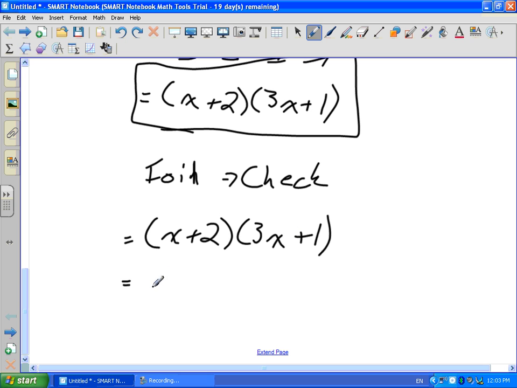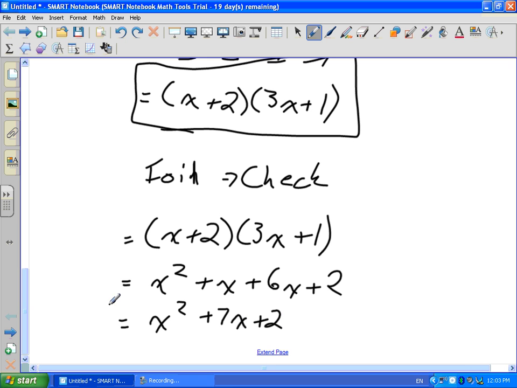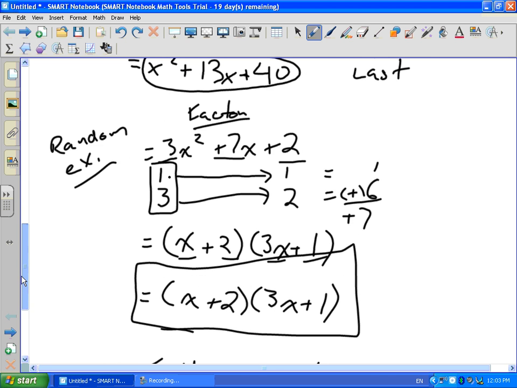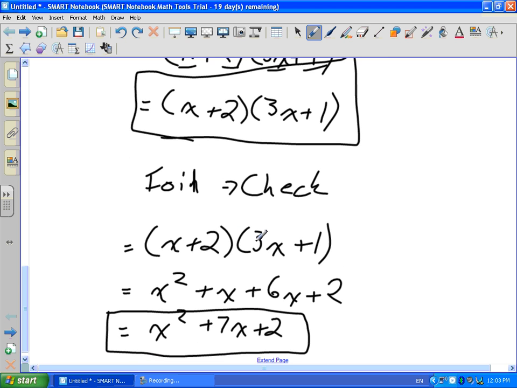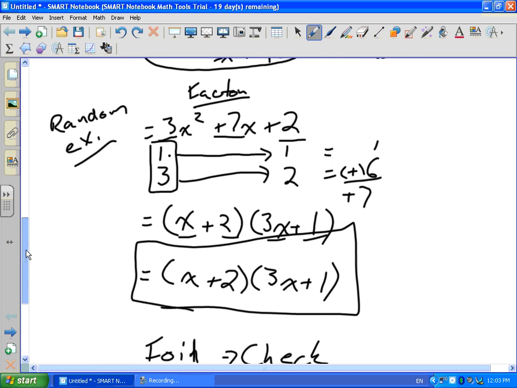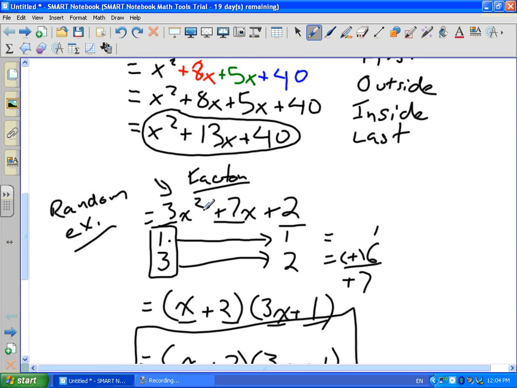All right, x squared. X times 1 is x. 2 times 3x is 6x. 2 times 1 is 2. Simplify. And if you guys notice, we take this answer, go back up above. Oh, sorry. X times 3x is 3x squared. 3x squared plus 7x plus 2. Exact same thing we started with. 3x squared plus 7x plus 2.